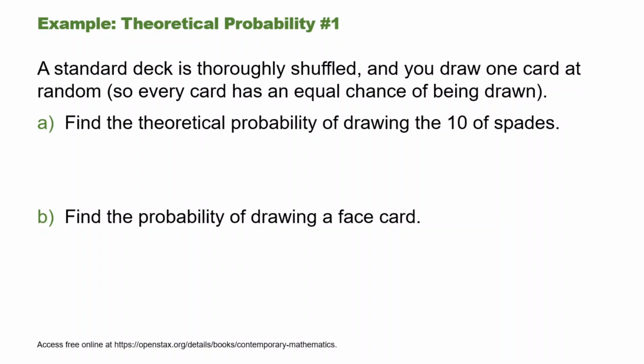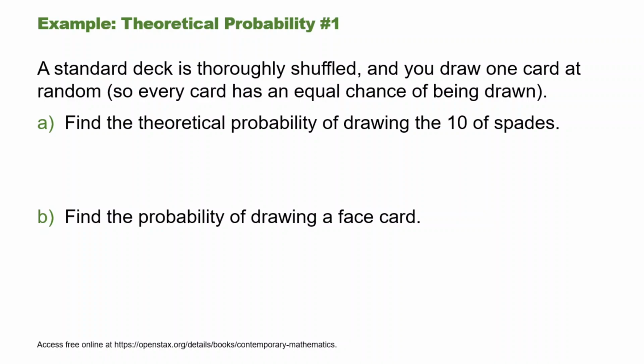Example, theoretical probability number 1. A standard deck is thoroughly shuffled, and you draw one card at random, so every card has an equal chance of being drawn. Part A, find the theoretical probability of drawing the 10 of spades.